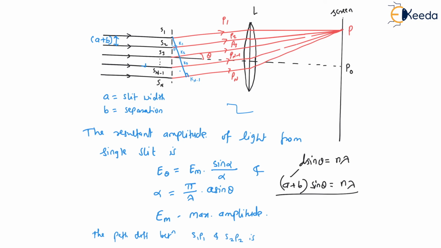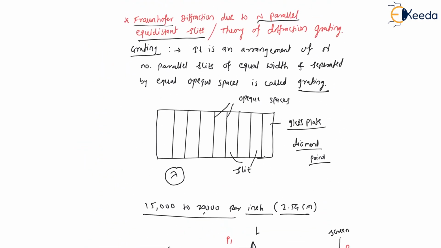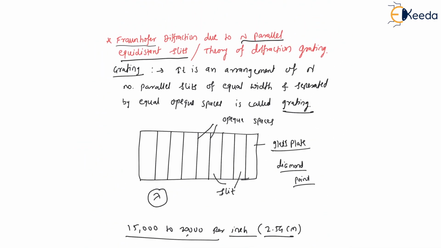Sometimes they ask what is a diffraction grating. So diffraction grating means what? You have to write the definition of that grating, which we explained here initially. Or you can draw such a diagram. You can mention the opaque spaces, that are the lines, and the slits.